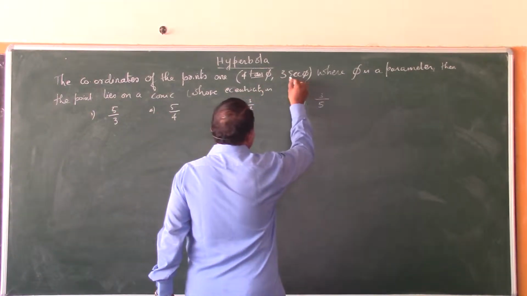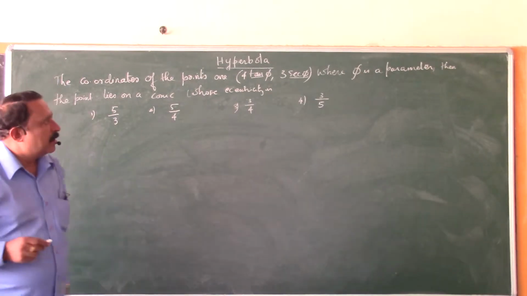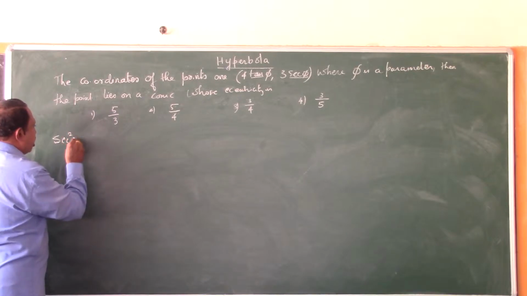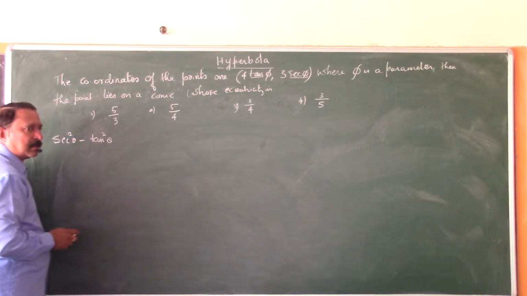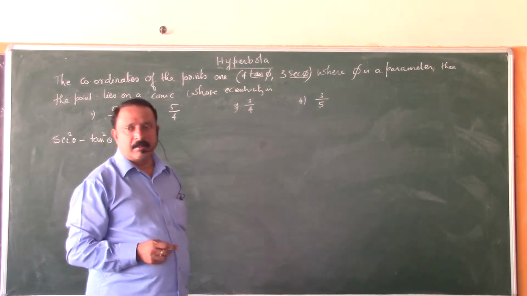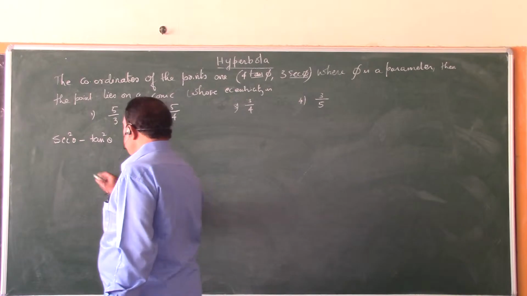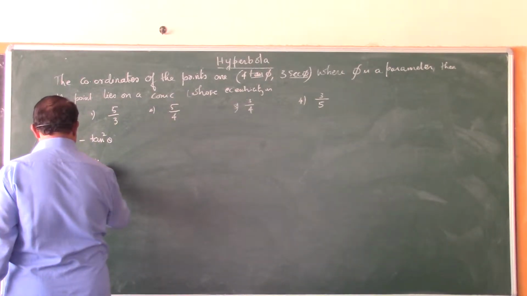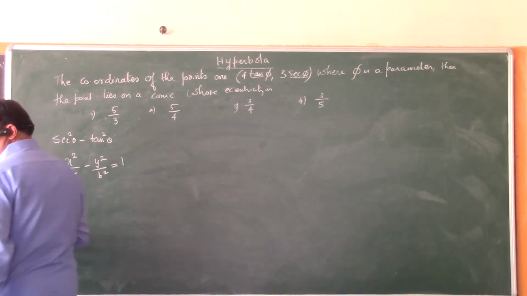Tan phi and secant phi. What is the value of secant square theta minus tan square theta? And what is the equation of the hyperbola? X square by a square minus y square by b square is equal to 1.